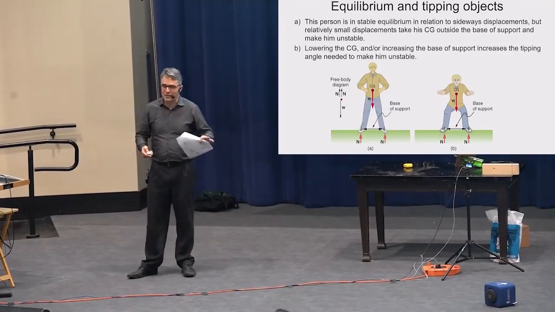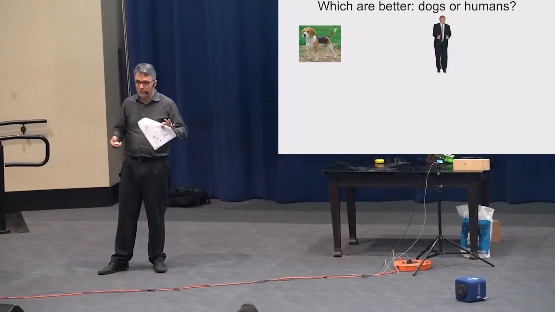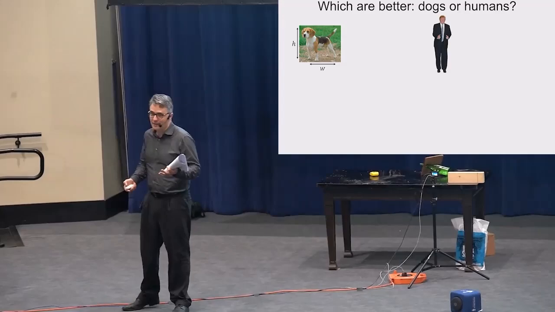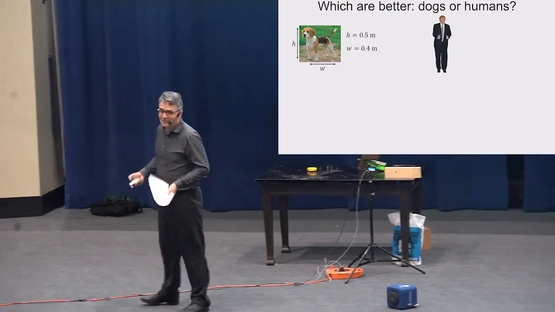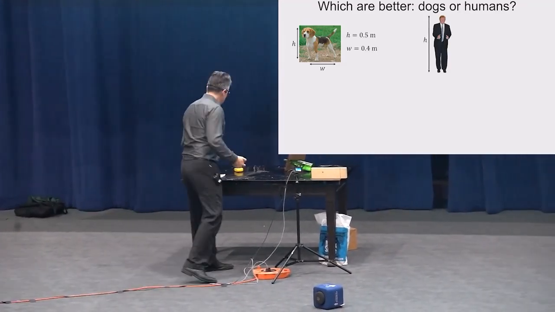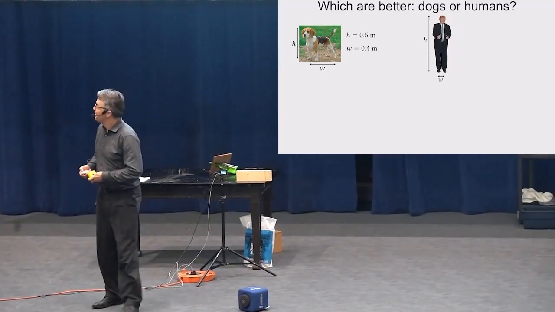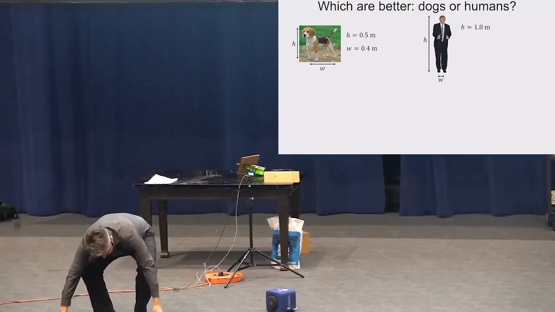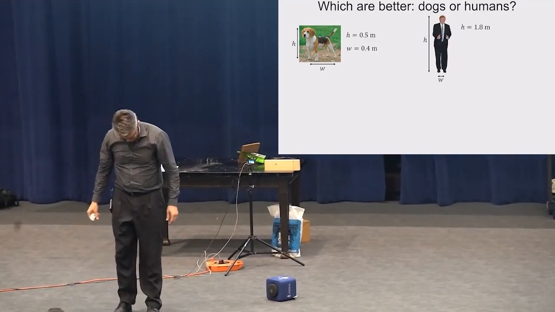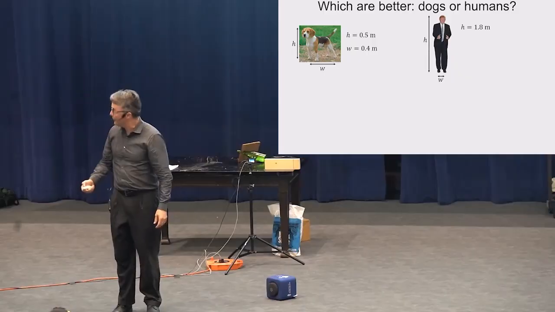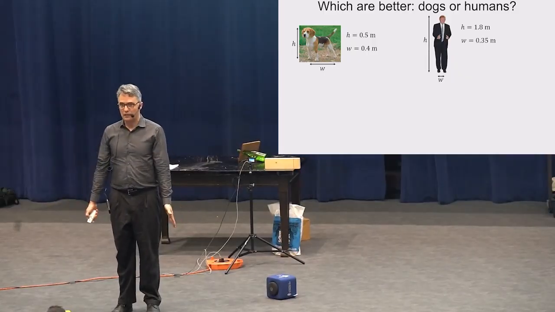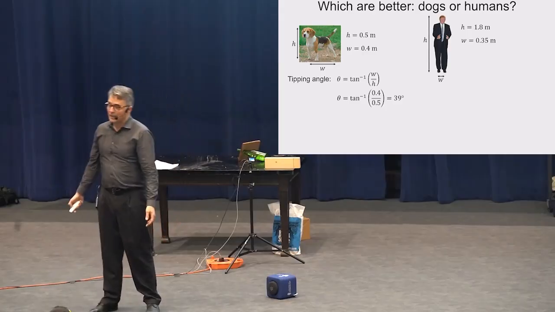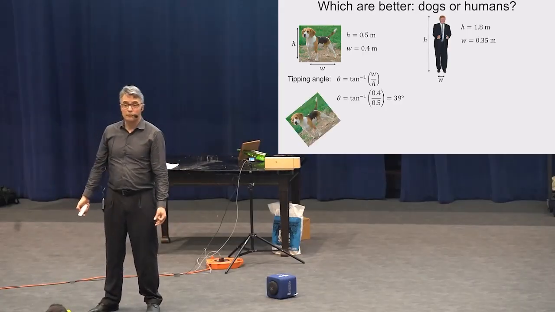But maybe a better way of phrasing this is: which are better, dogs or humans? So a dog has a height and a width, some sort of estimate like that. You could also do a human, with a width of maybe 1.8 meters. Let's see what my stance is here. If I'm just standing like this, that says 35 centimeters, something like that. So you can do the tipping angle of the puppy and you get about 39 degrees before he tips over.